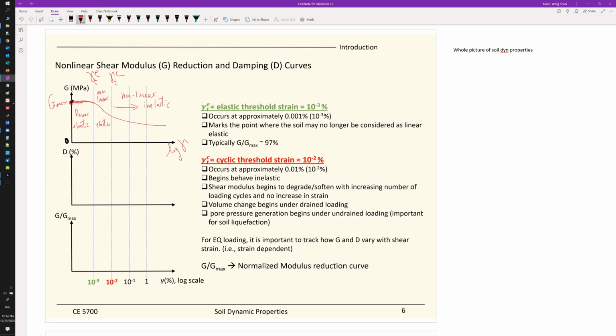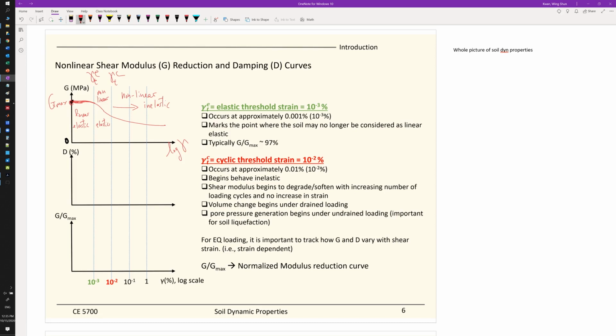So throughout this G over shear strain curve, we need to understand what those thresholds mean, and also understand that different soil types will give you different curves. Soil from different projects will also give you a different modulus reduction curve. So that's why in a site response analysis, it's important to establish those curves. And we'll talk more about those.